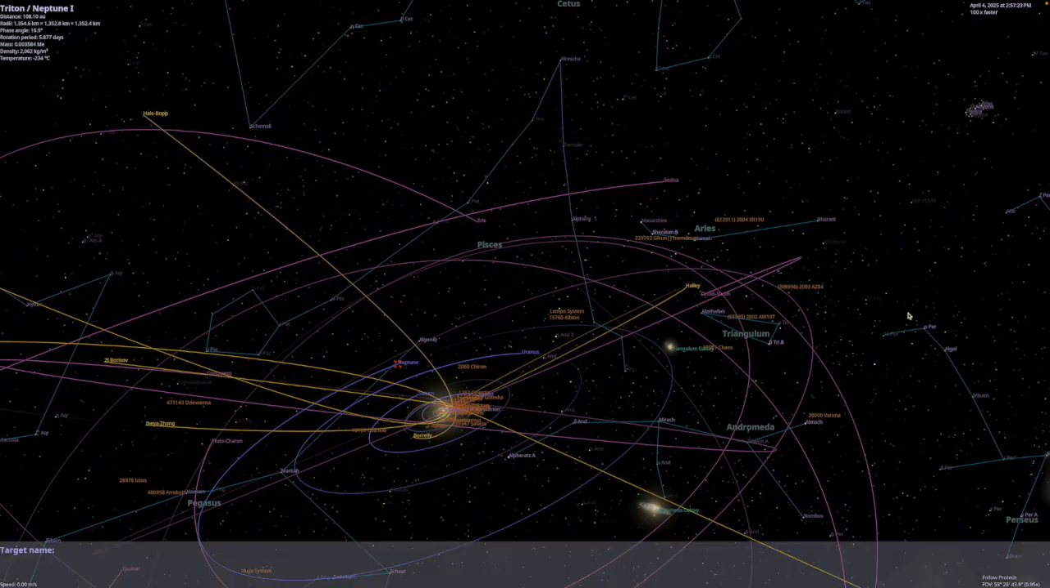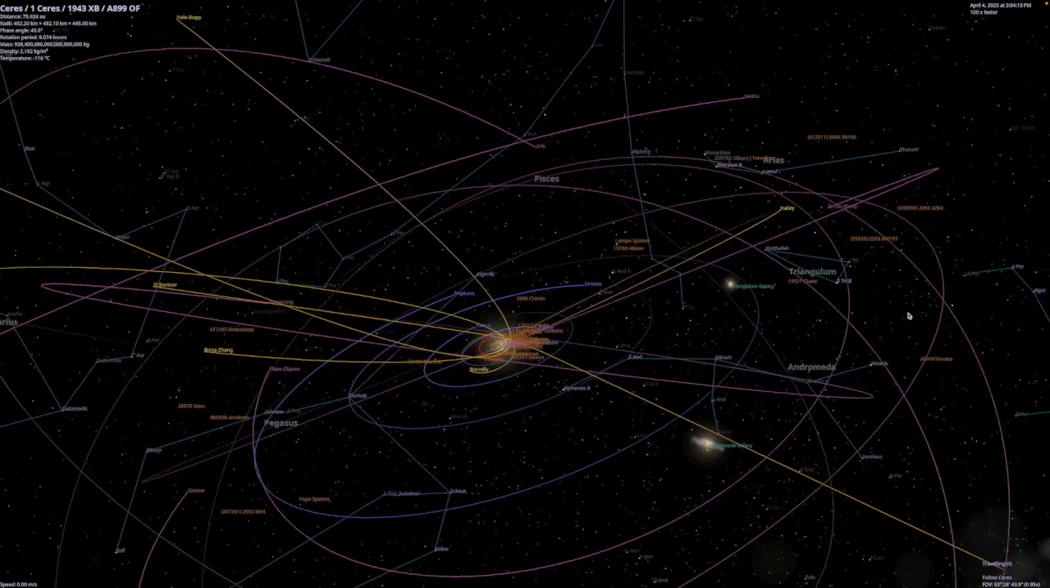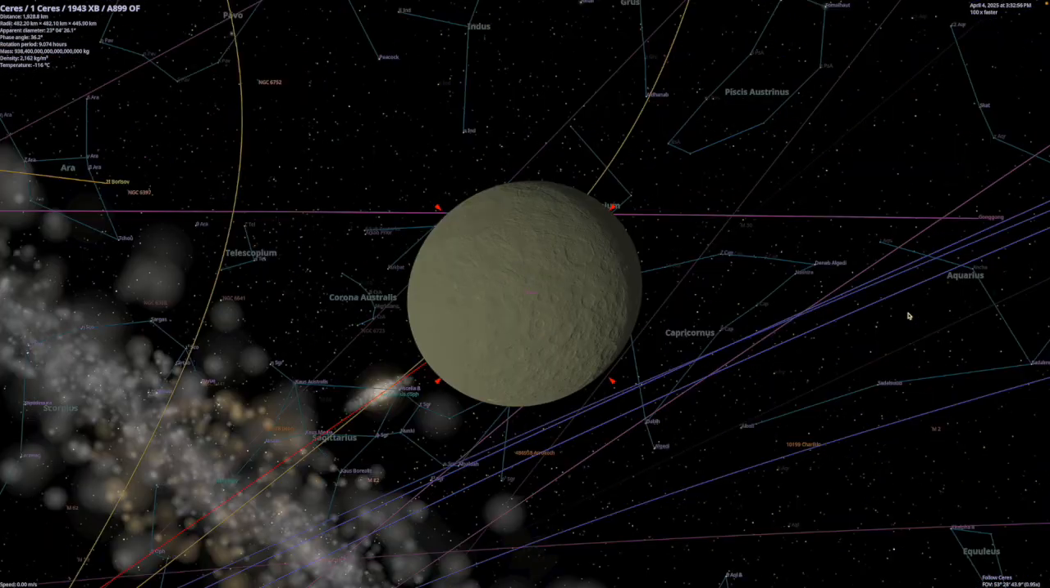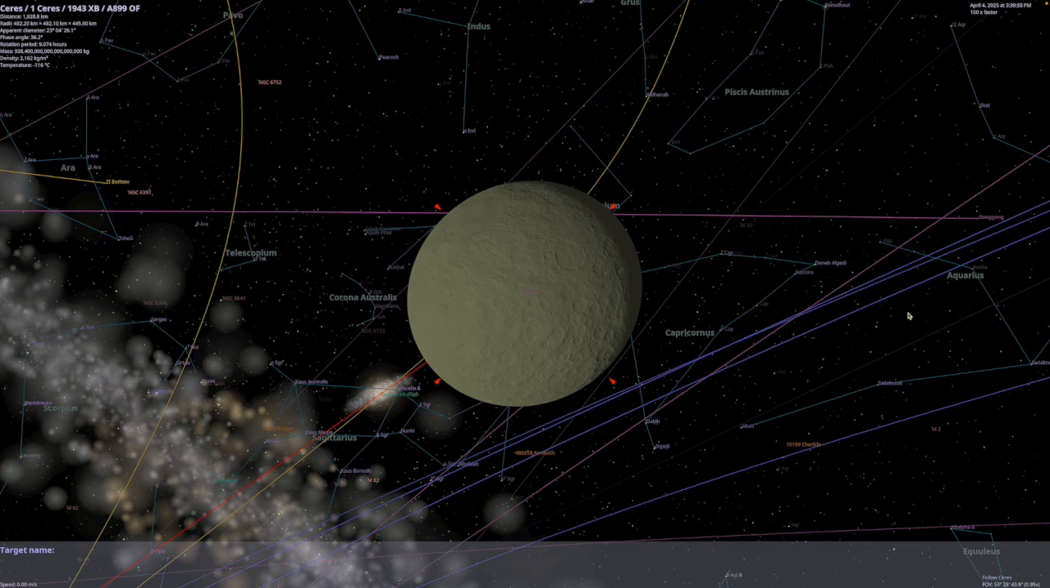So first one, we have Ceres. This is technically an asteroid, but it's also a dwarf planet. Here it is. The rotation period is only 9 hours, which is kind of cool.